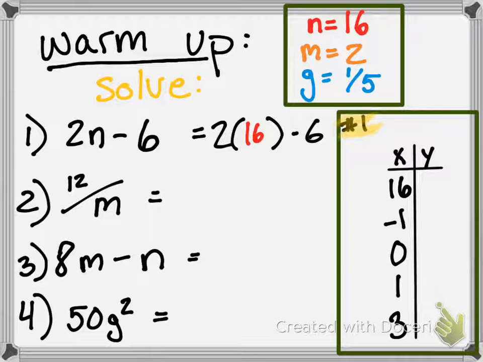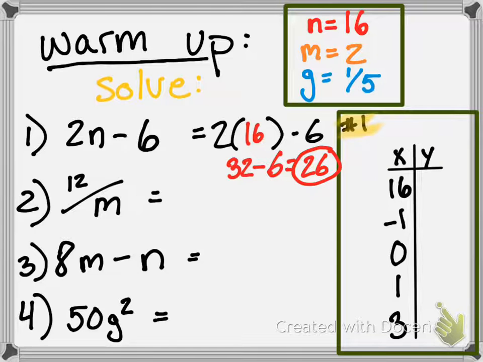What do we get when we multiply 2 times 16, Rafi? Perfect, so we get 32 minus 6. 32 minus 6 is, Malia? Not 24. It's 26.